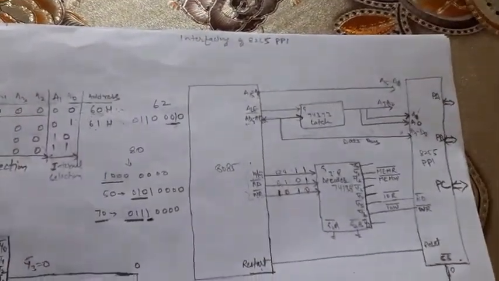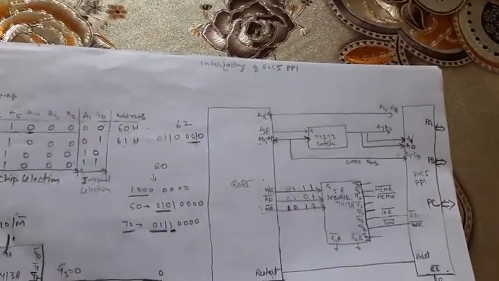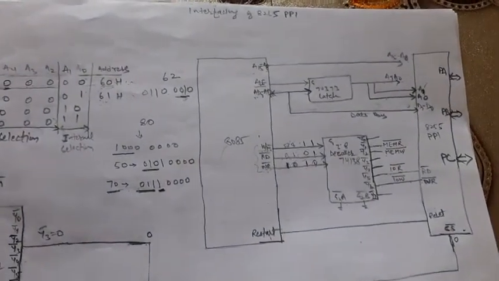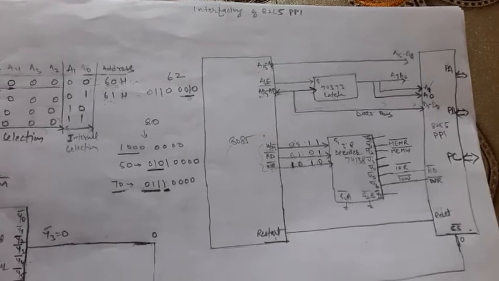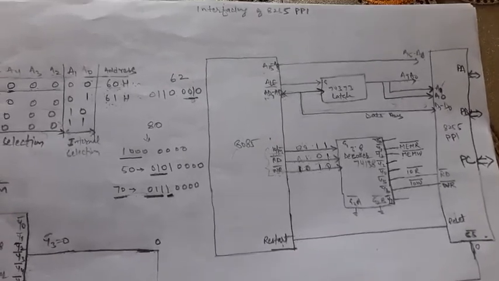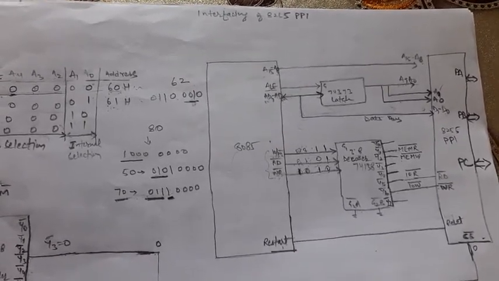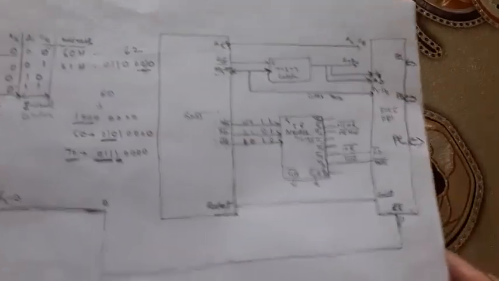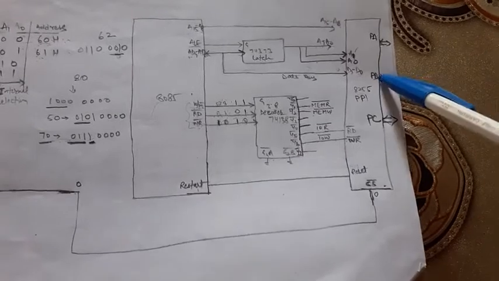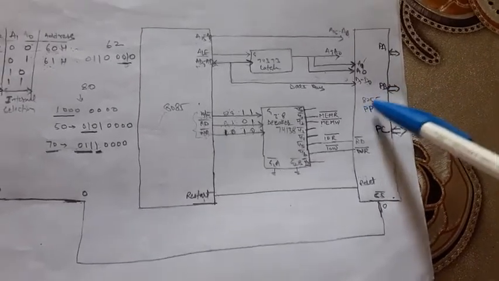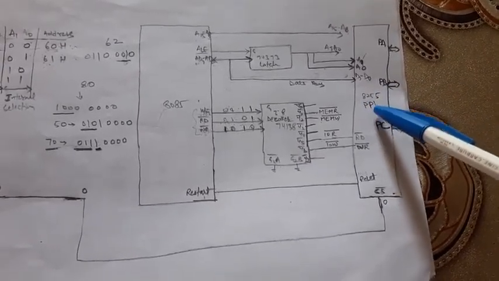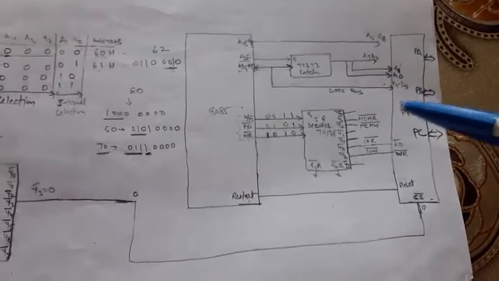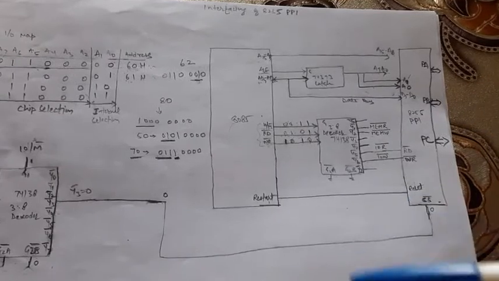Hello students, today I will tell you the interfacing of 8255 PPI with 8085. The concept of interfacing is the same as we did in the lecture of interfacing of 8259 with 8085. In this we will replace that 8259 chip with 8255 PPI, programmable peripheral interface. The remaining concept of the interfacing remains the same.